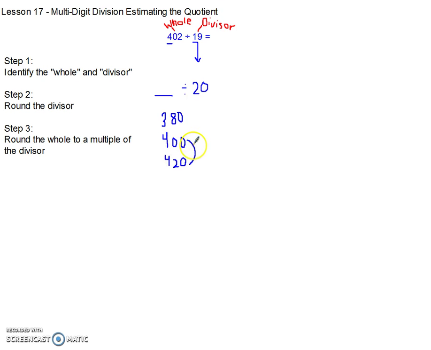And then I say, which one does my whole fall closer to? And that would be the 400. So my rounded number that I'm going to use to do my estimating is 400. So we'll have 400 divided by 20.